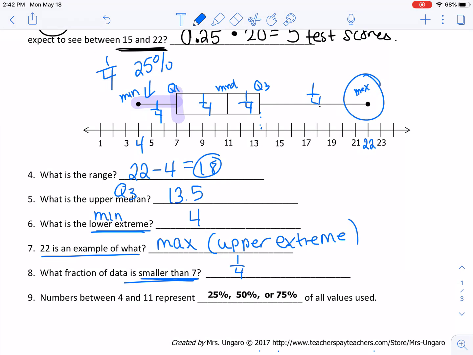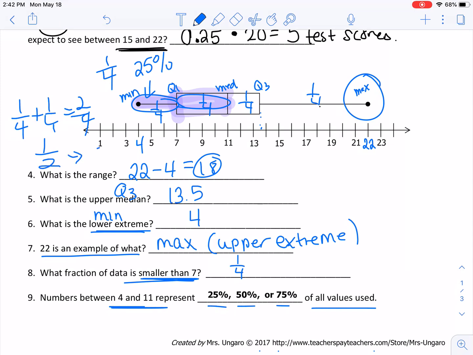And now, the numbers between 4 and 11 represent 25%, 50%, 75% of all values used. Which one? Well, it's 2 quartiles. If you use those as fractions, 1/4 plus 1/4 is 2/4, which is 1/2, which is 50%. Or you can think of them as 25% here, 25% there. That would be 50%.